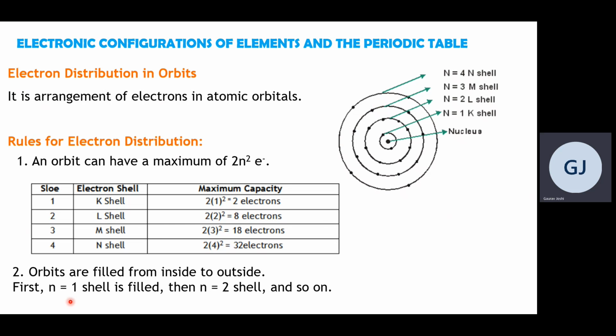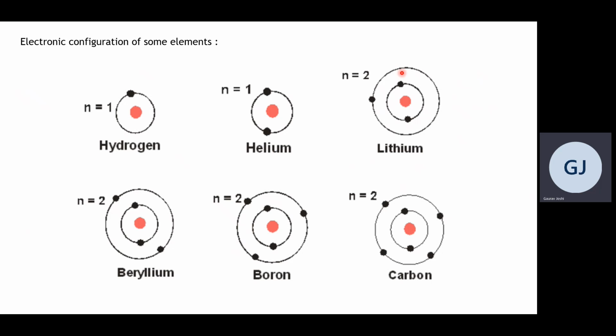Now I'll tell you how to fill this. Always the first shell is filled first, then we go from the K shell to the L shell, then the M shell, then the N shell. So this is how we fill it. At the center we have the nucleus. For example, if we have an atomic number of 1, how many electrons will be present? There will be a single electron.